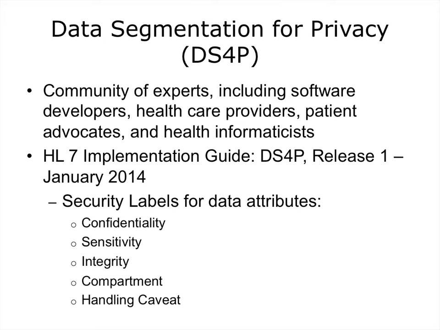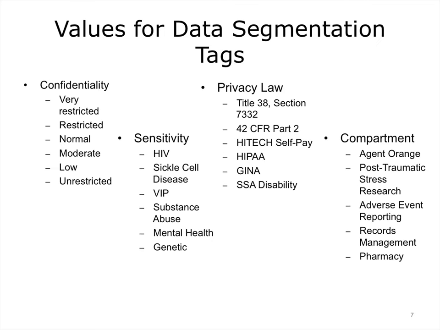The handling caveat security label field may also convey privacy marks that are to be rendered when the labeled information is accessed. There are people actively working on coming up with a method to label the data, so everyone knows what types of privacy controls need to be applied to that data. When we look at the data segmentation tags that were covered on the previous screen, we find these are some different values for them.